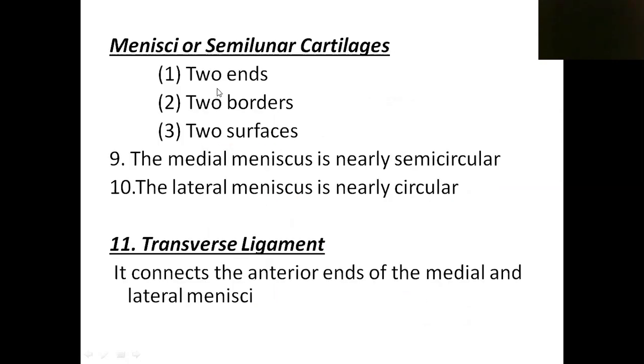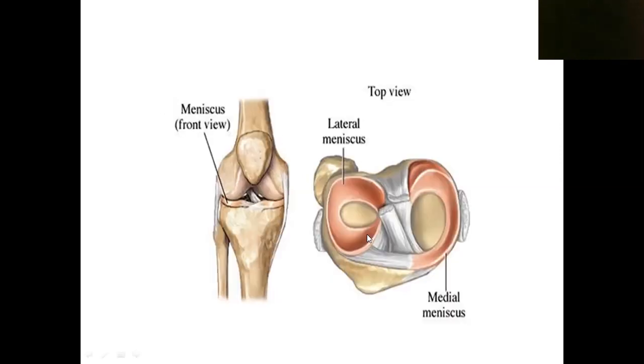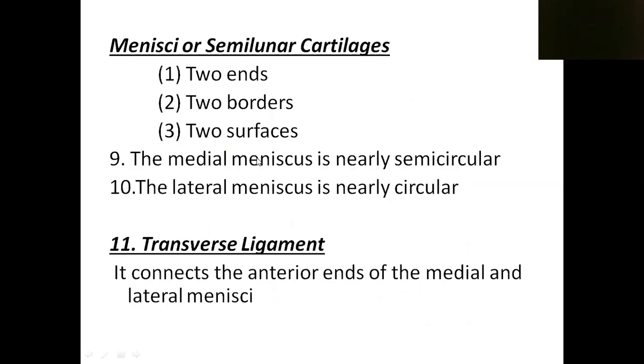So menisci are two pieces of cartilage. They have two ends, two borders and two surfaces. We have to check it. See, this is the lateral and medial meniscus. It has two ends, one anterior end and one posterior end, and two borders, inner or medial, outer or lateral. And two surfaces, one superior surface and one inferior surface. The superior surface articulates with the femur, the inferior surface articulates with the tibia. So two ends, two borders and two surfaces.